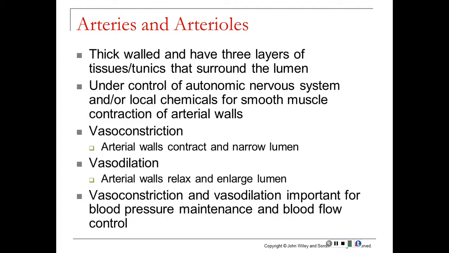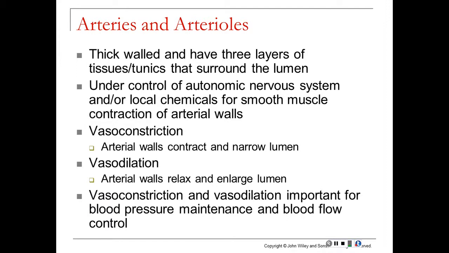Arteries and arterioles are very thick-walled. They have 3 layers of tissue, also known as tunics, that surround the lumen or the opening. They're under control of the autonomic nervous system. We talked about that before, that vasoconstriction and vasodilation, referring to these arteries and arterioles. They're also going to respond to local chemicals such as nitric oxide for smooth muscle contraction.